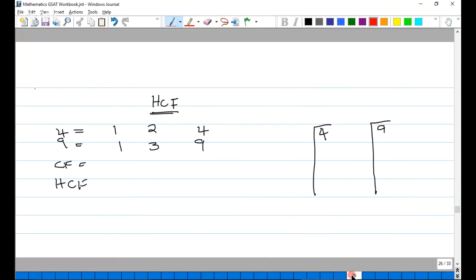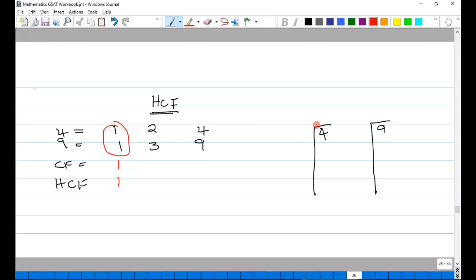Let's look at another one. Number 3, 4 and 9. What are the factors of 4? 1, 2, and 4. What are the factors of 9? 1, 3, and 9. Common factor? 1, sir. Any highest common factor? No, sir. All right, so look at this now.